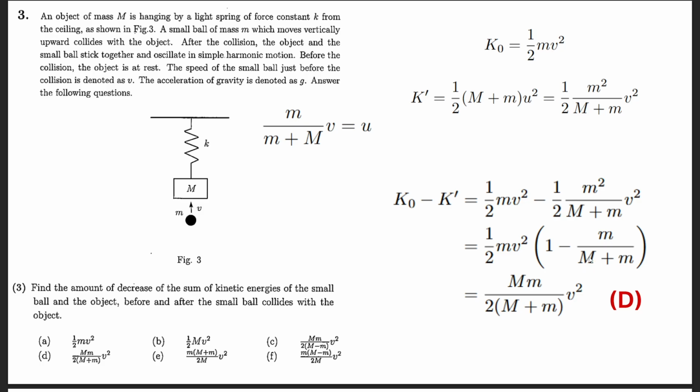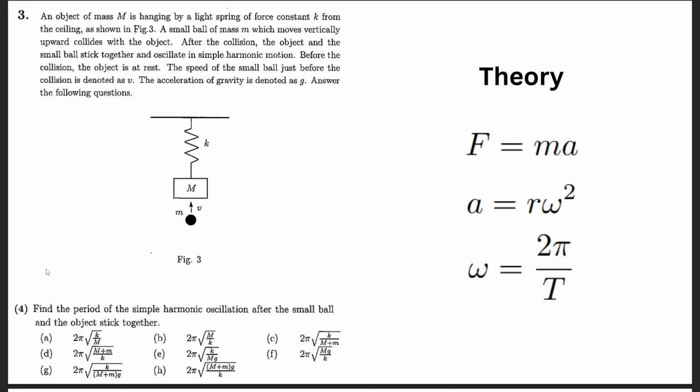We multiply 1 so that it has the common denominator of M plus m. So we multiply 1 by M plus m, and we will be left with big M, and the bottom is M plus m. So the answer is big M times small m over 2 times M plus m, times v squared. So the answer is D.